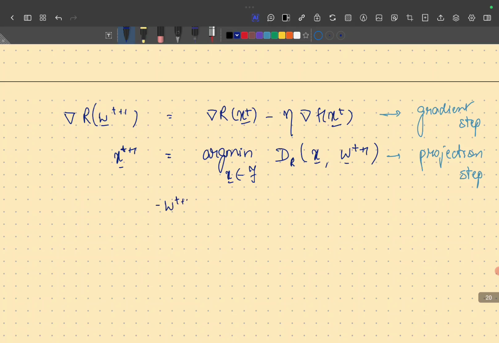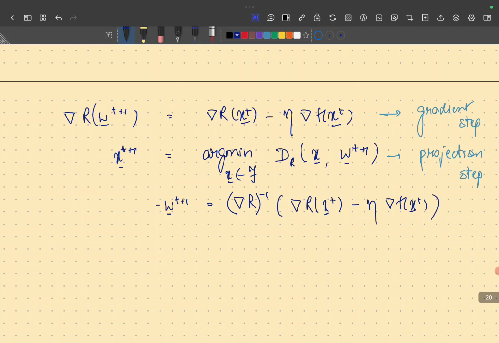So here Wt plus 1 is the inverse of gradient R applied to xt minus eta times gradient f of xt. This is assuming that I can actually invert this, right?